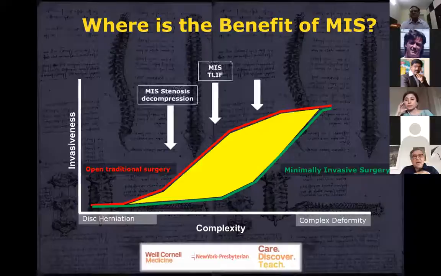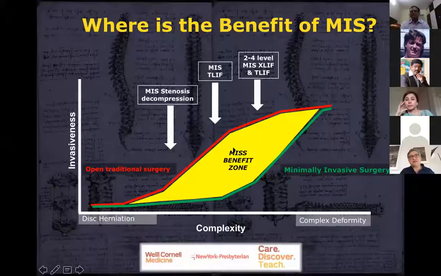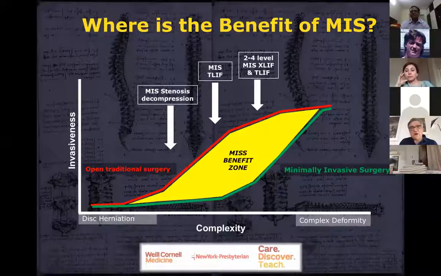So I think it has become a workhorse procedure for those of us who do MIS surgery, together with the translumbar or OLIF types of procedures, and obviously the MIS decompression through tubular or endoscopic retractors. So it is such an important part of what we do as MIS surgeons.